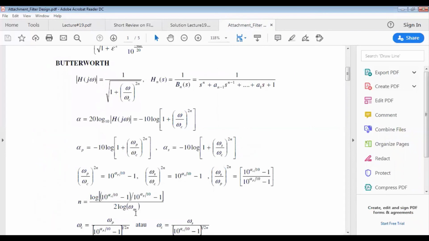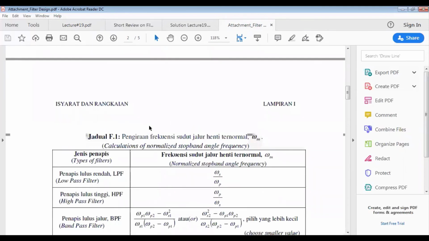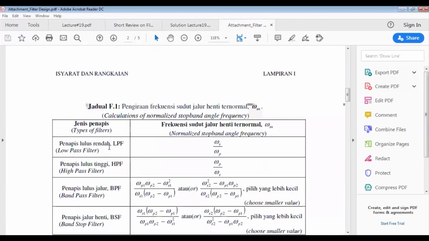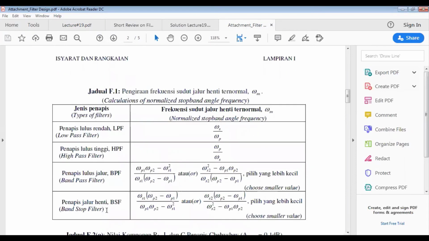This omega Sn is described in the attachment on table F1, with calculation of the normalized stopband angular frequency. For a low pass filter, omega Sn will be omega S over omega P. For high pass, it will be omega P over omega S. And these are the equations for the band pass and band stop filters. So our interest will be only on the low pass or high pass filters.